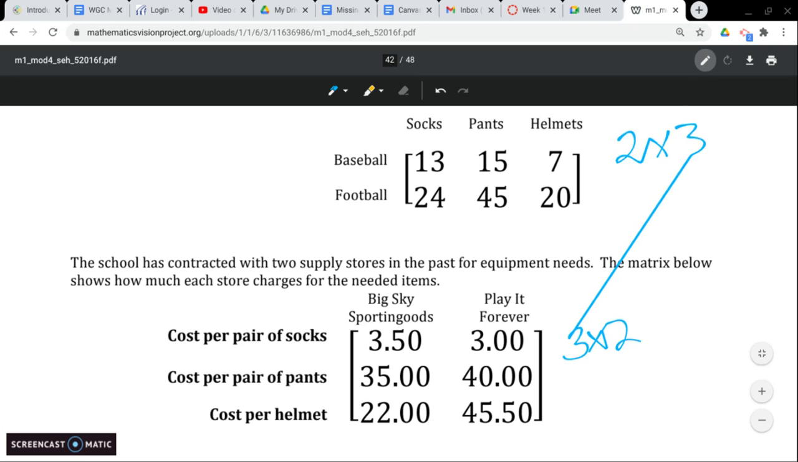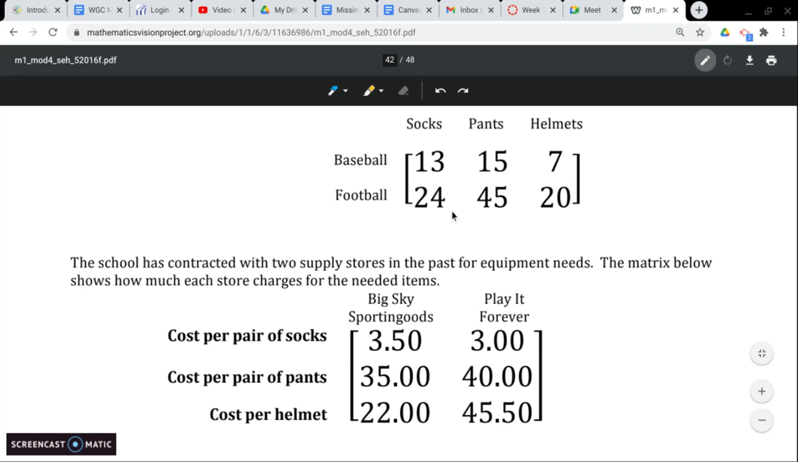When we have matrices like these, when this number here and this number here match up, it means we can multiply them together. So we're actually going to multiply these matrices together. So it's going to get a bit crazy here. So when we do this, we do row by column. So that means we're going to take 13 times 350, 15 times 35, and 7 times 22.